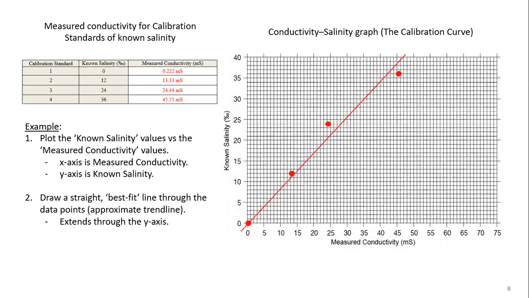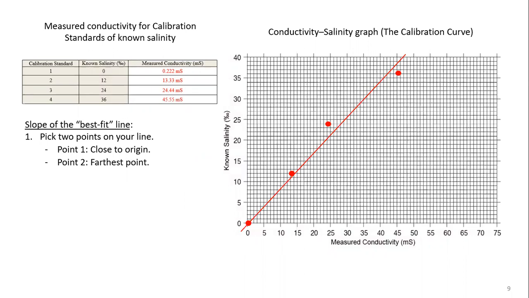Next, using a straight line, draw a best fit line through the data points so that the line fits the general trend of the data points. Make sure that your best fit line extends through the y-axis and crosses the first data point.